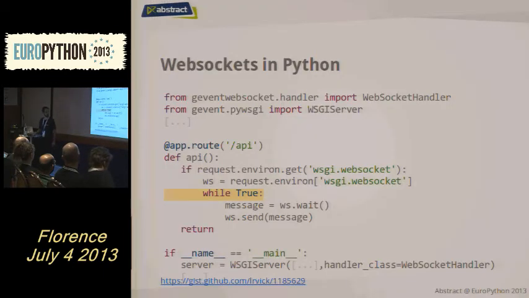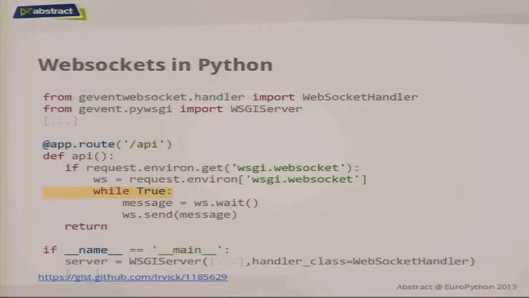So how do you do WebSockets in Python? This is the quickest example I could find. It uses gevent. Actually, there are other ways in Python to do WebSockets. You can use either Twisted, Tornado, or other asynchronous frameworks. But I'm just using gevent basically because the example is very, very quick.